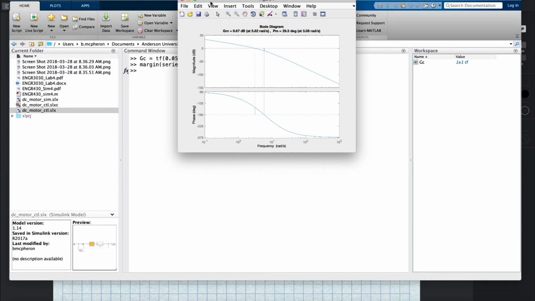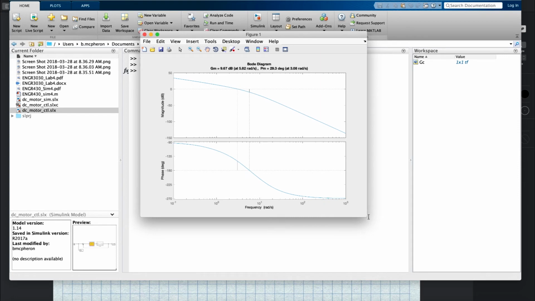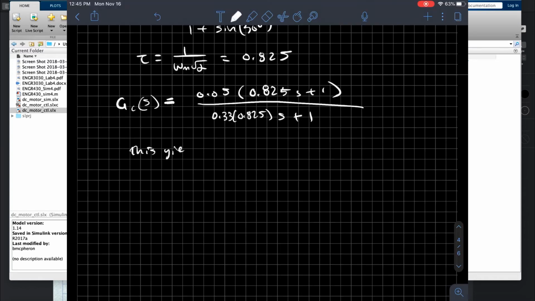And now what I get is a new gain margin. The new gain margin is equal to 9.67 decibels, still bigger than the 6 decibels I'm aiming for. And the phase margin is 29.3 degrees, which isn't quite what I want, but what I could do is increase the amount of phase I add to make this work. This yields a gain margin of 9.67 decibels and a phase margin of 29.3 degrees, which is pretty close to the 30 degrees I was hoping for.